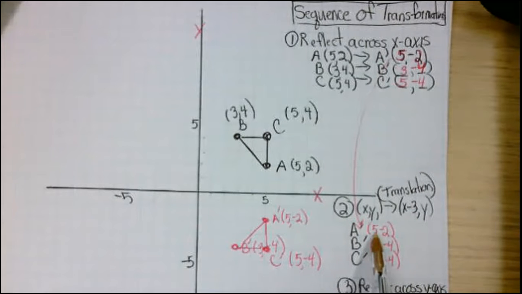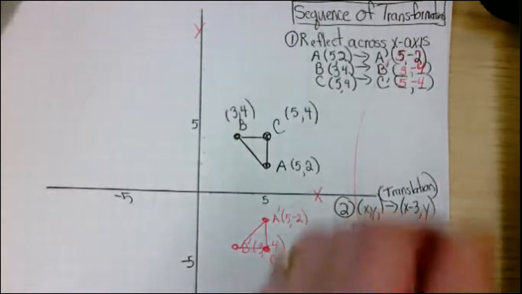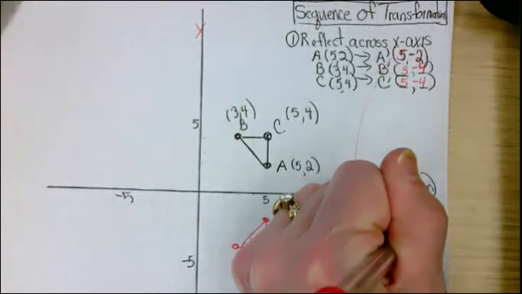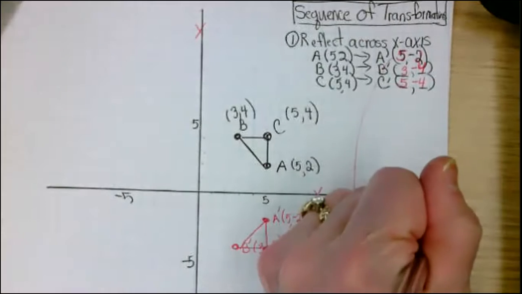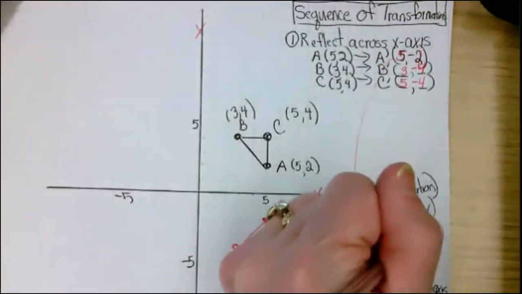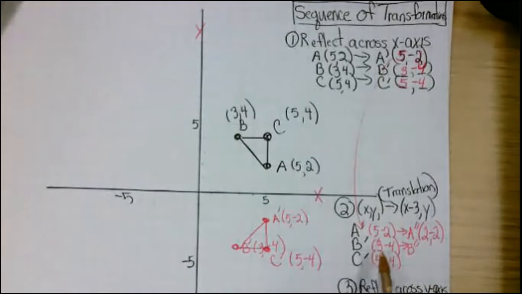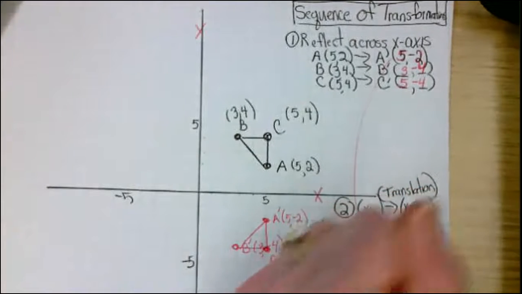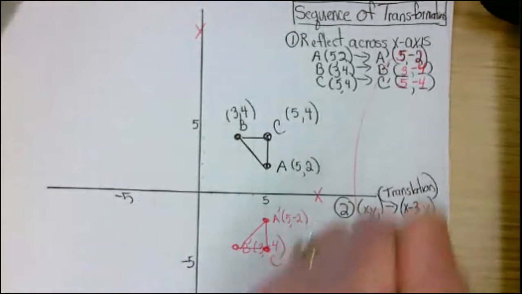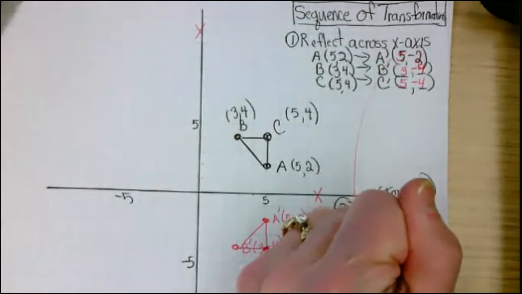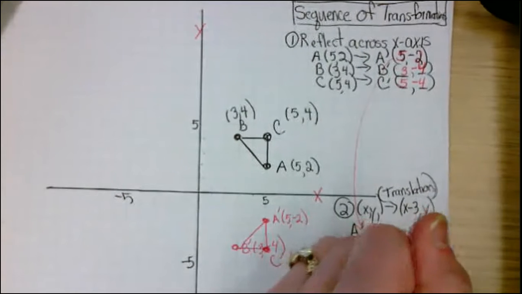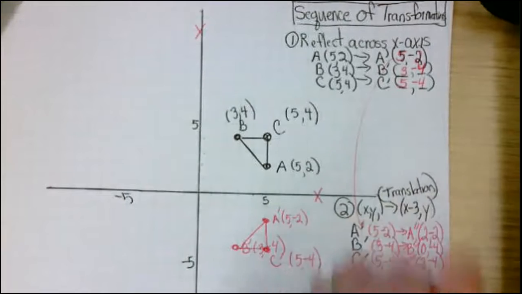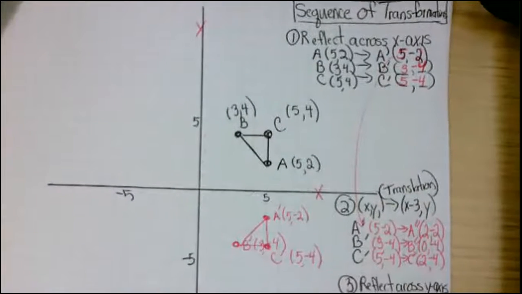So 5, subtracting 3 from that, 5 minus 3 is 2. So this is A double prime now: 2, comma, the y is staying the same, so it's negative 2. Now B double prime, it was 3. We're going to subtract 3. It's going to become 0, and the negative 4 stays the same. And C double prime, we're going to subtract 3. 5 minus 3 is 2. The negative 4 is going to stay the same. There's our second sequence of transformations.